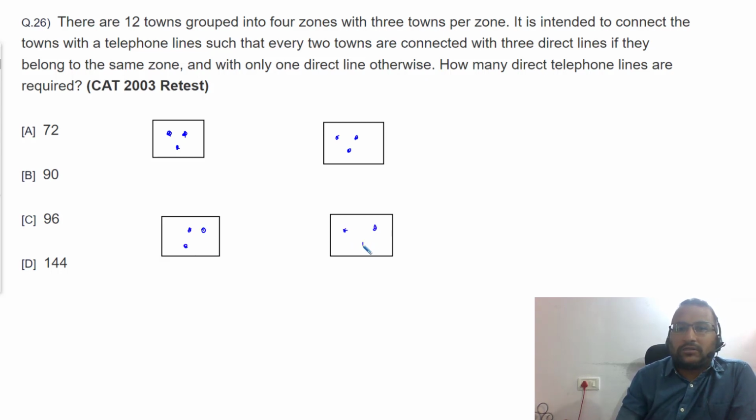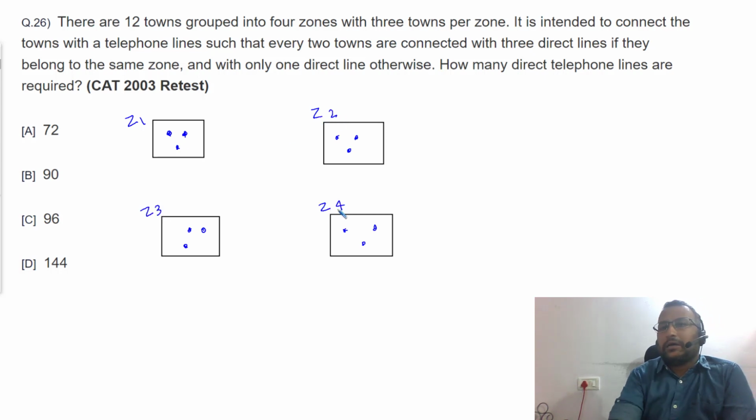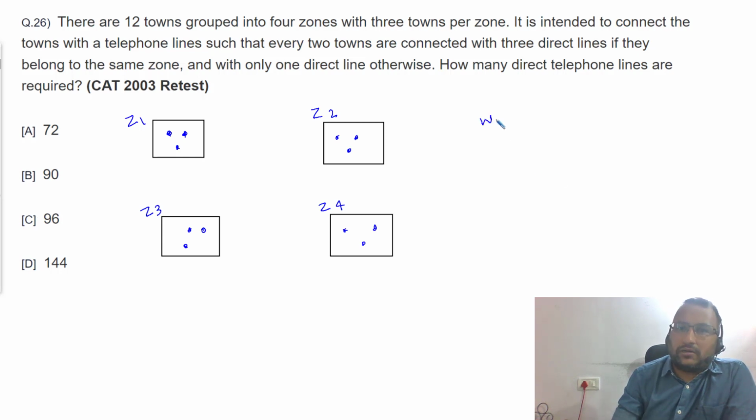So let's call these zone 1, 2, 3 and 4. It is intended to connect the towns with a telephone line such that every two towns are connected with three direct lines if they belong to the same zone, and one direct line if they do not belong to the same zone. How many direct telephone lines are required? First of all, within zone 1, let's have a look at it.